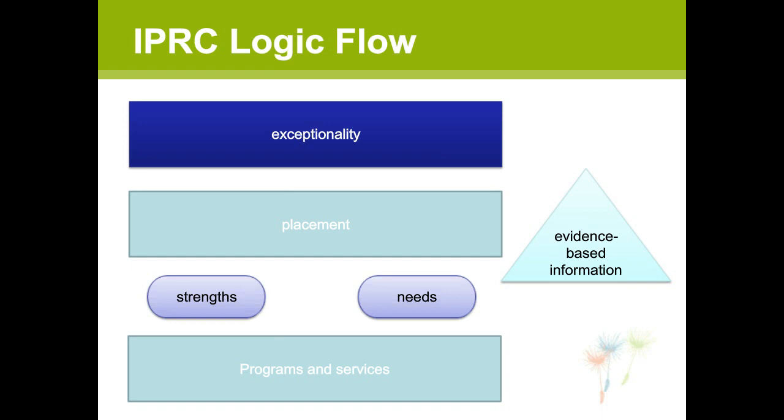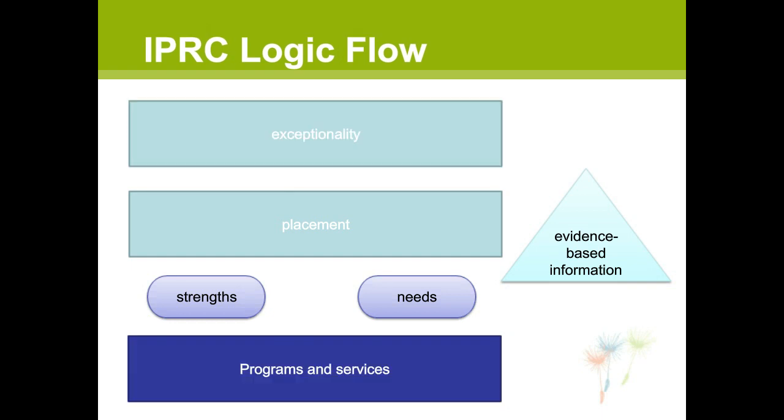So now we're really going to delve into this idea of programs and services. Looking at the logic flow, the way it works here is programs and services in one way flow from needs. So going back to Emily, her need is she's visually impaired. The program and services is something to address her visual impairment.